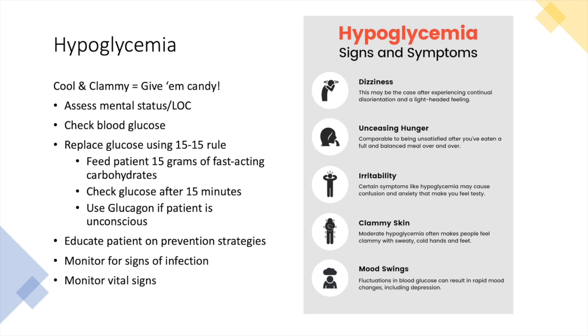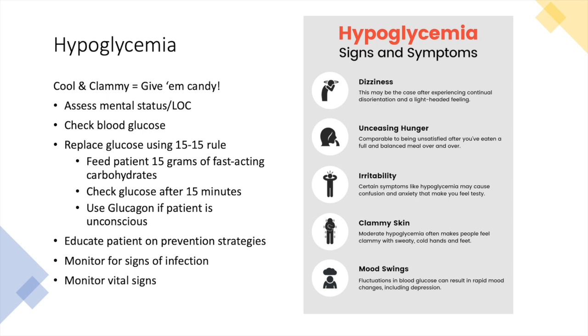So you're going to assess their mental status. That's key because their mental status and level of consciousness is going to dictate how you're going to treat them, because you've got to replace their glucose. But how you replace it is going to be predicated on whether they're awake, alert, and oriented. So once you determine their mental status and level of consciousness, you'll check their blood glucose.